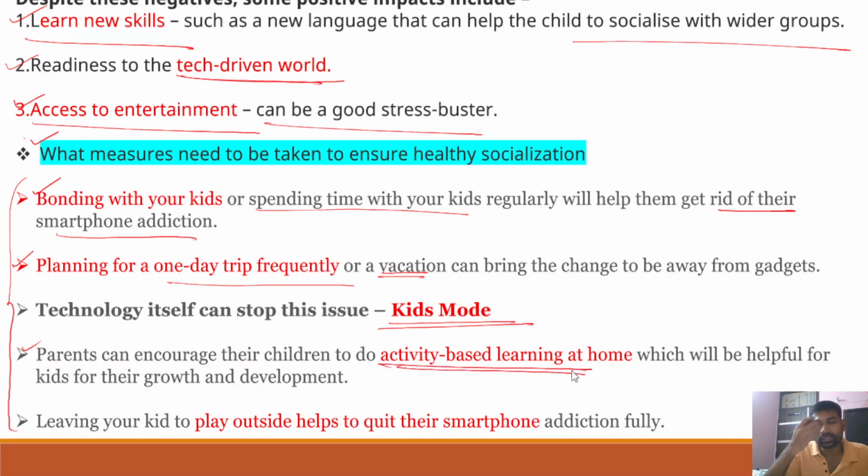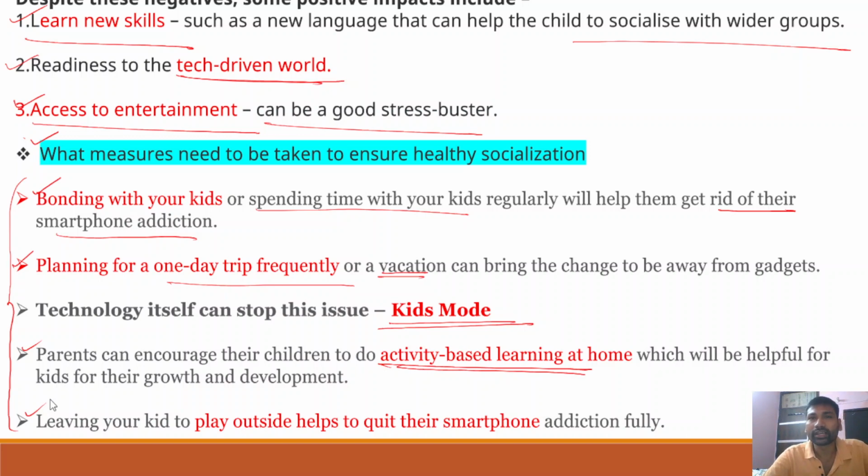activity-based learning. So you see, this activity-based learning is very important to increase the concentration of children, and it would also increase the learning outcomes among children. So when they are increasingly engaged in activity-based learning, it would further reduce their addiction to mobile phones. And finally, leaving the child to play outside helps to quit smartphone.